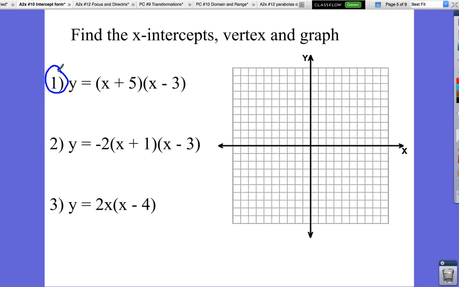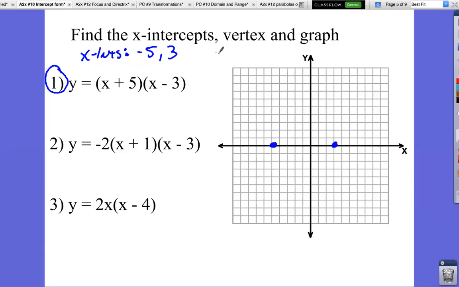I want you to start by finding your x-intercepts, then your vertex, then graph. Well, what are my x-intercepts on number 1? Or my zeros? -5 and 3. So -5, 1, 2, 3, 4, 5, and positive 1, 2, 3. Well, that part's really easy.